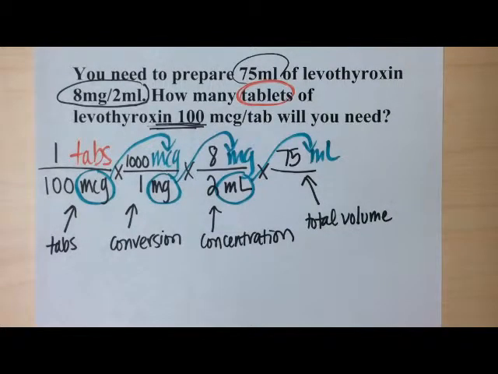So we obviously start with the number of capsules, what's present in each capsule. And then sometimes we'll use a conversion factor like we did here. And then the concentration. And then the last thing would obviously be the total volume that we're making.